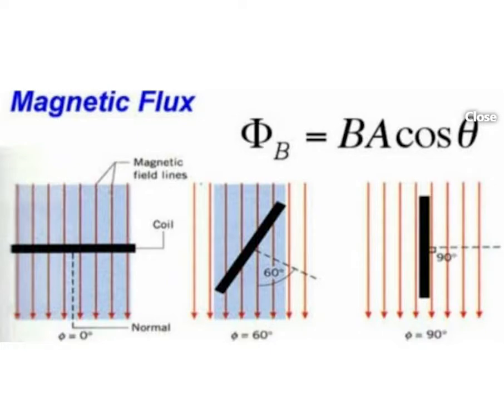The formula of magnetic flux is phi equals B A cos theta, where B is the magnitude of the magnetic field, A is the area of the surface, and theta is the angle between the magnetic field line and the normal to the A.